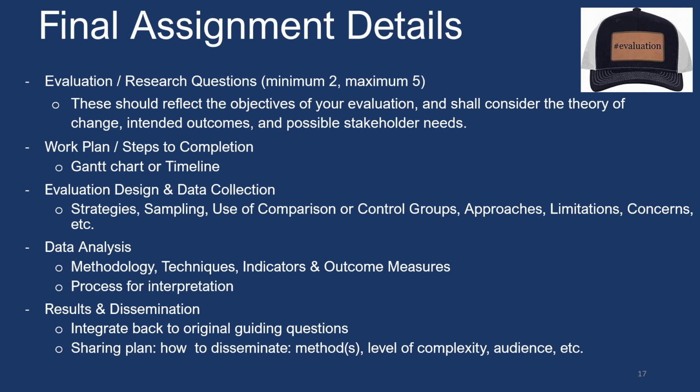Another component I want you to work in is your work plan or steps to completion. So this is basically your evaluation timeline. This can be completed in what's also known as a Gantt chart, which I'll provide an example of. This is saying from the time of proposal through to the time of the dissemination of the evaluation results, what is the timeline? What is the sequence of events that needs to happen? Who do you need to engage? At what point do you need to gather data? So on and so forth.